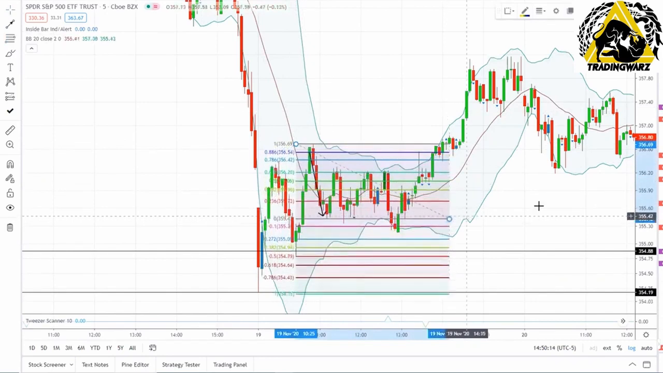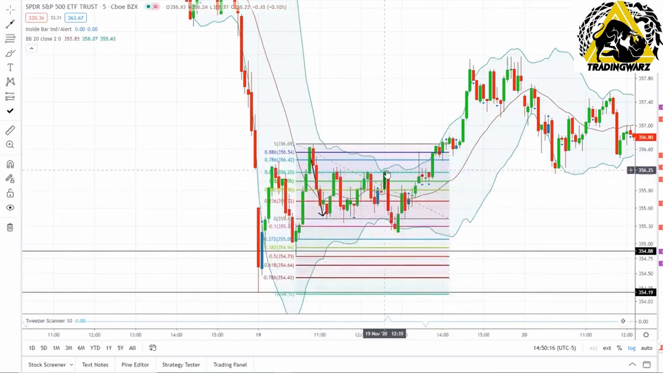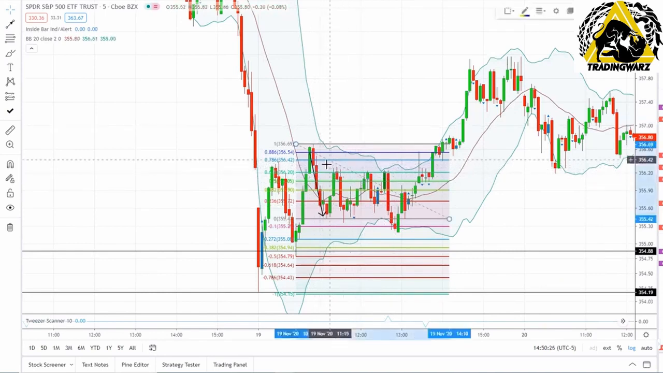Now look at this. 618, 618, 618. Trade to the 10% extension. Absolutely stunning and beautiful. For me, this is like art. I really love this. And that's why they call me the Fibonacci King.